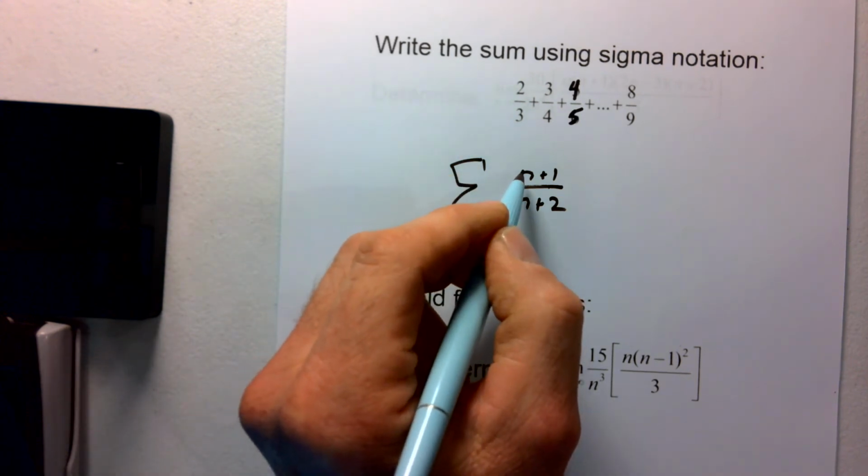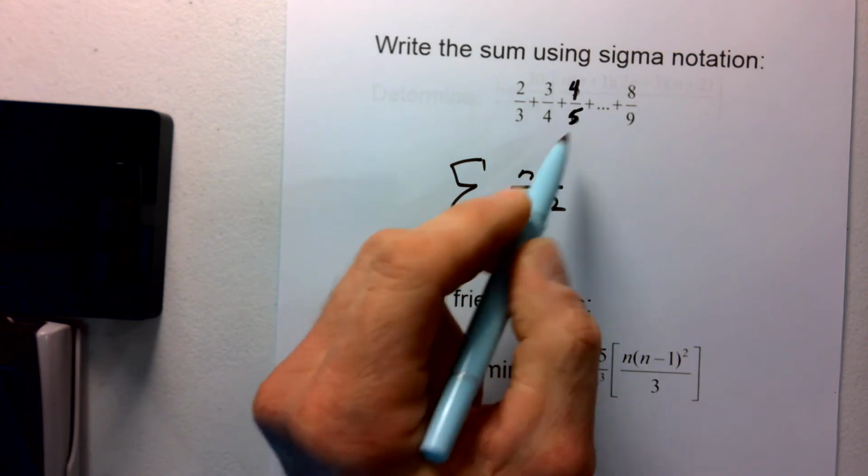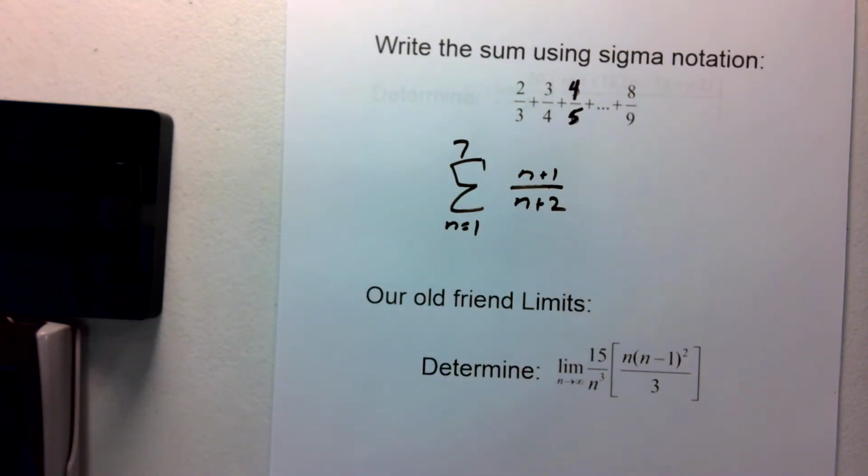And I'm going to stop, but what do I stop with? What number do I plug in for n in order to stop at 8/9? That would be the number 7.